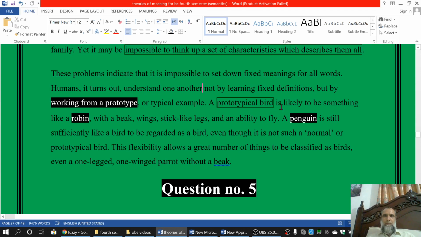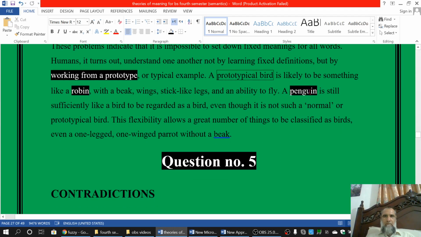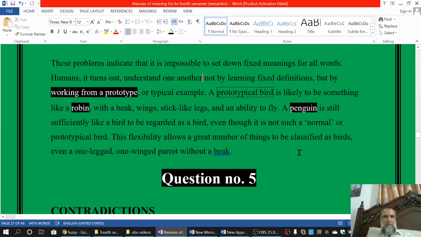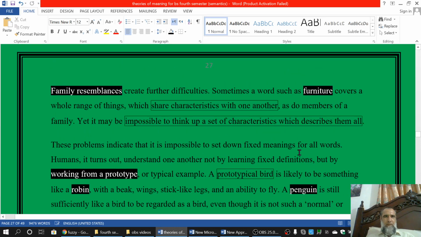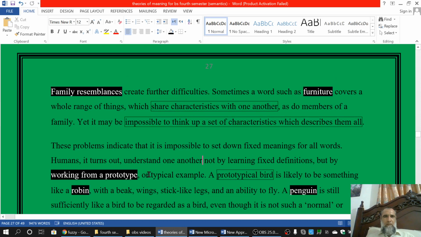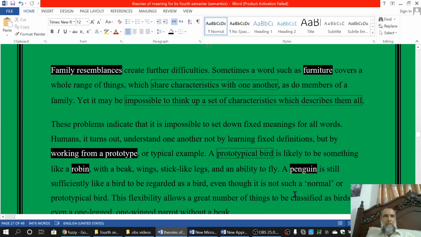For example, a prototypical bird would be a robin, a manna, for example, with a beak, wings, and stick-like legs, and all that. However, if we talk about penguin, it is still like a bird, but it doesn't have wings like a bird, and it is not a prototypical one. So this is the problem with the lexical field or the semantic fields, but even then they are included, both of them, robin and penguin, they belong to the same semantic field.